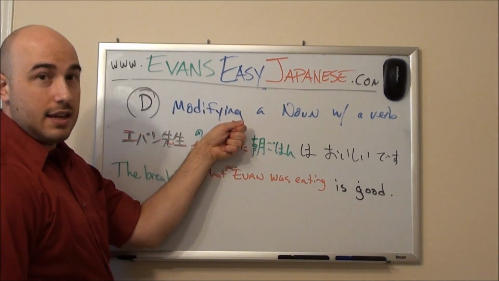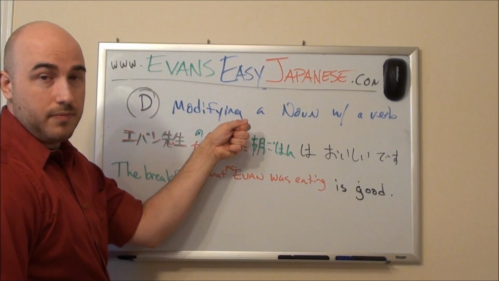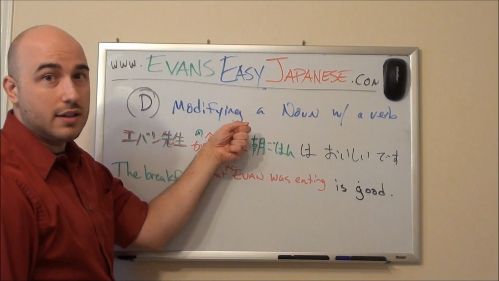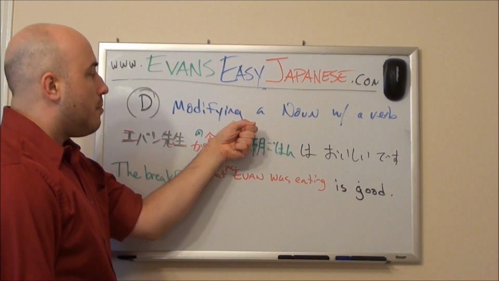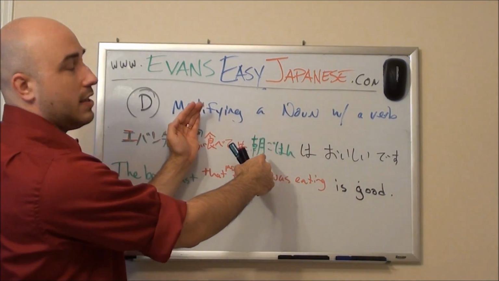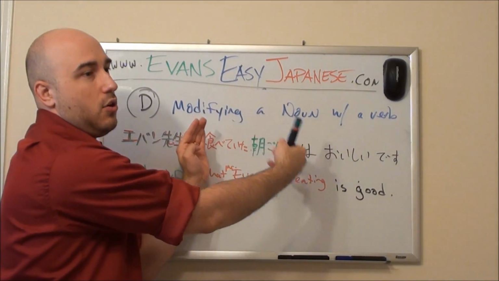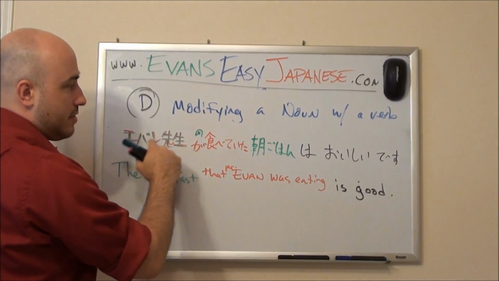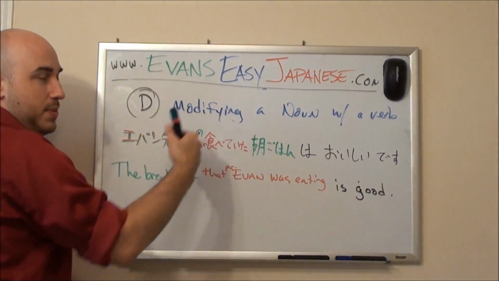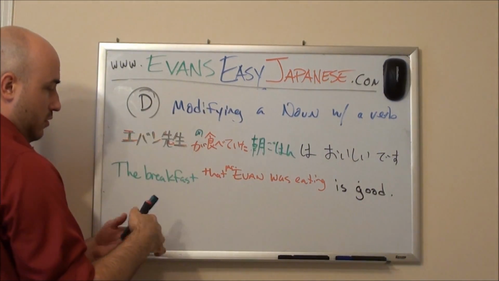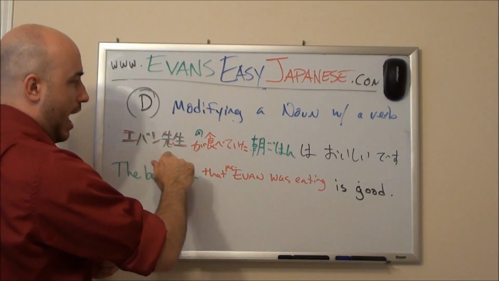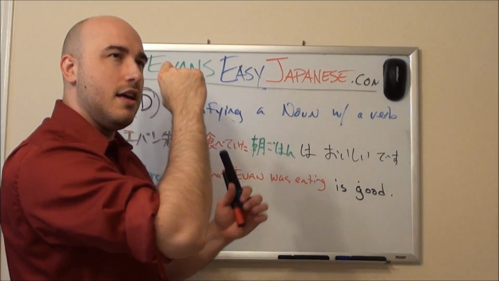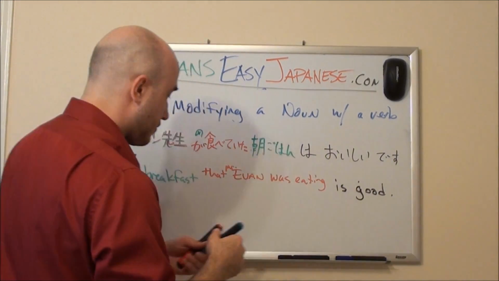If we're using no, this is part of the main sentence. It would become Eban sensei no asa gohan. It's part of the main sentence, but we're going to describe which gohan. Oh, it was Evan Sensei's gohan that was being eaten. So it's Mr. Evan's breakfast that was being eaten, as opposed to the breakfast that Evan Sensei was eating.